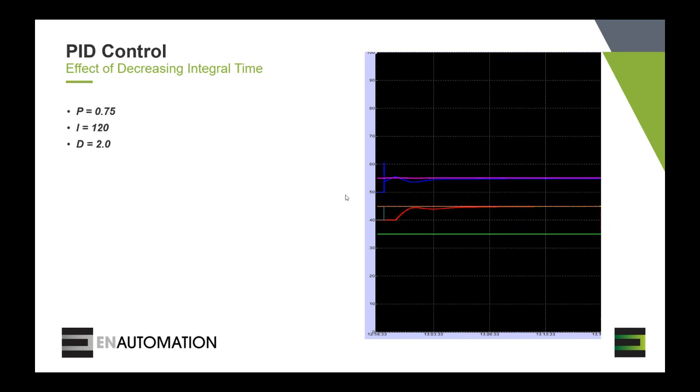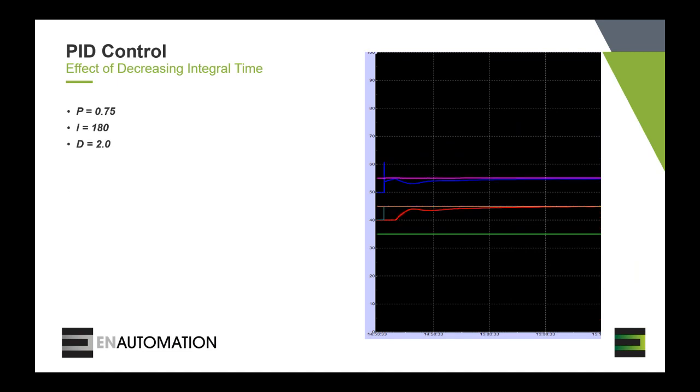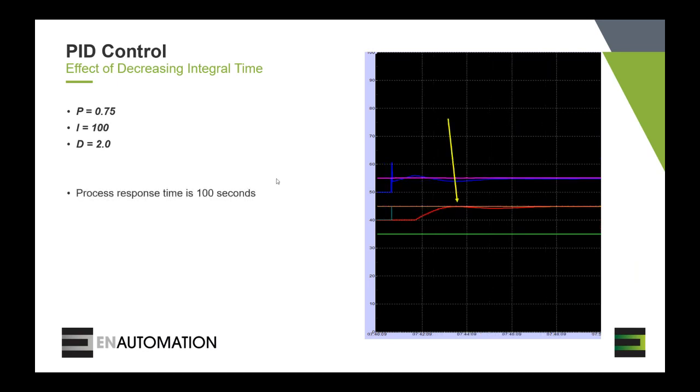As we continue to decrease the integral time, the process value continues to take less and less time to reach the set point. Oop, I went too far. There we go. So we're now at the 100-second integral time, which is the response time of the system. And we can see that we have the ideal scenario of very slight overshoot, slight undershoot, and then the process levels out at the set point.